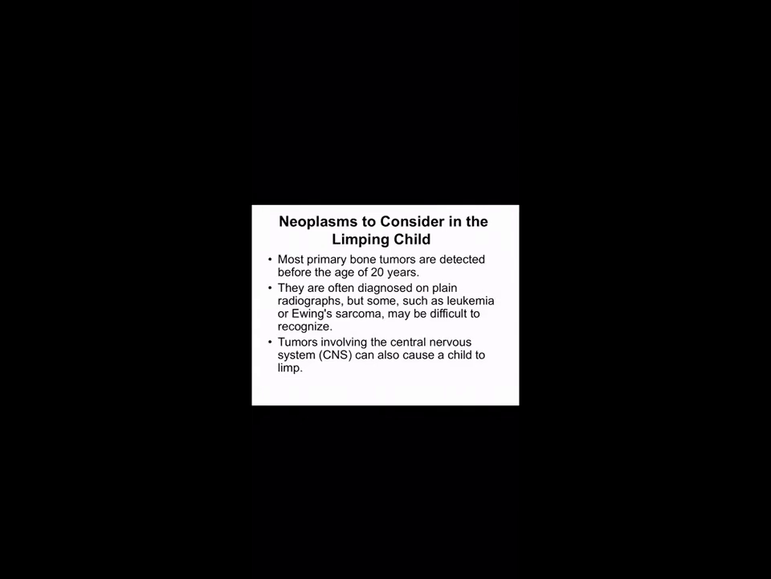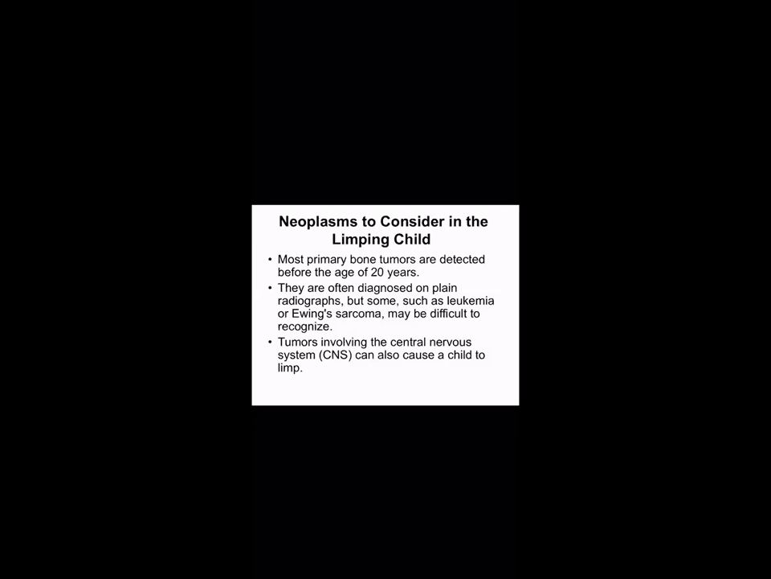Causes: another anatomical category is the neoplasm. In the limping child, children with tumors can present with limping. Most primary bone tumors are detected before age 20, either in young children or adolescents. They are often diagnosed on plain X-ray, but sometimes cases like leukemia or even sarcoma may be difficult to recognize.